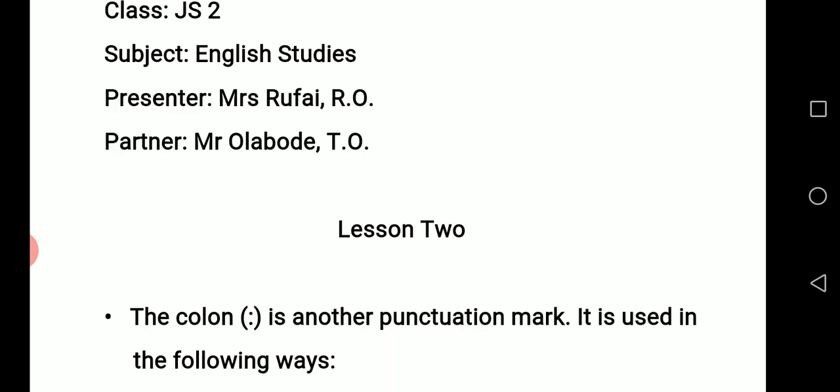By the end of the lesson, we should have learned how to use the colon in various ways. The colon is another punctuation mark, just like we have learned punctuation marks like the full stop, the commas, the question mark, the apostrophe, these inverted commas, and so on. Today is the colon. There are two dots. It's shown up in the bracket, and it's a punctuation mark too. It is used in the following ways.